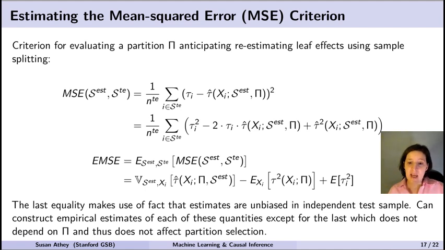Then we can look at this last term going all the way to the end. We have this term, this expectation of tau I squared. That expectation doesn't actually depend on my estimate tau hat. Because of that, we can ignore it when choosing pi. So whatever pi is, the expectation of tau I squared is going to be the same. So even though it might be hard to estimate the expectation of tau I squared, it doesn't matter if I'm comparing and contrasting two partitions.